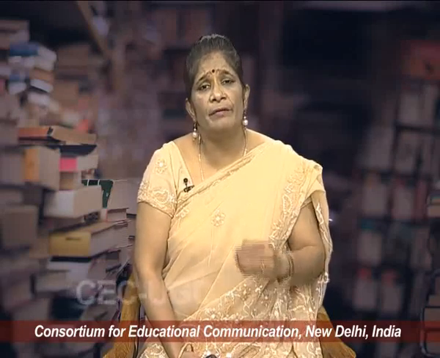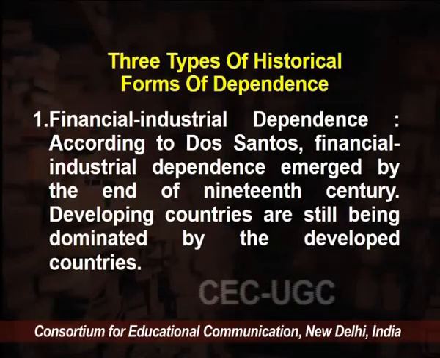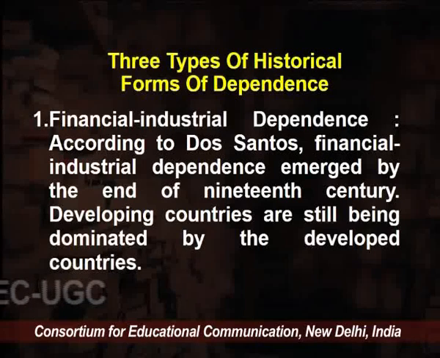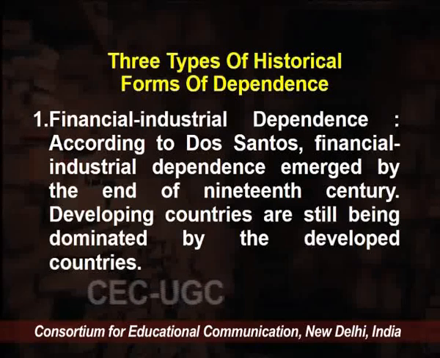And if we look into the history of colonization, we will understand how there was a drain of wealth from the colonized countries to the colonial countries. So the first dependency is financial industrial dependency. According to Dos Santos, financial industrial dependency emerged in the 19th century.